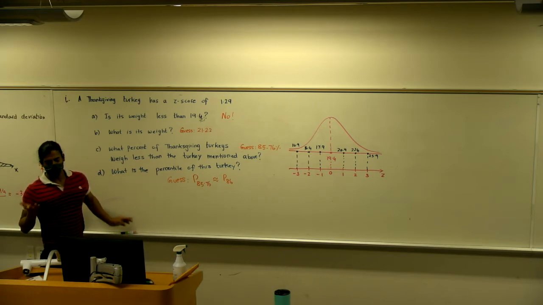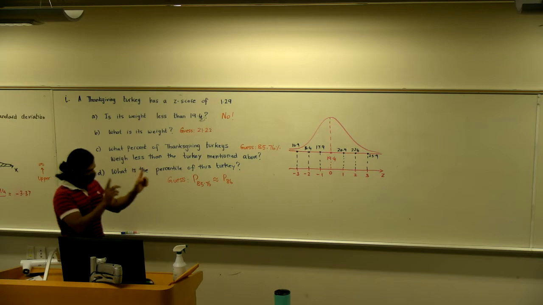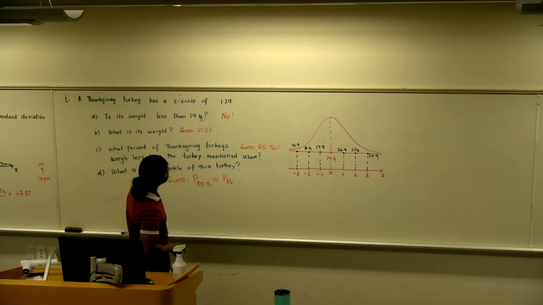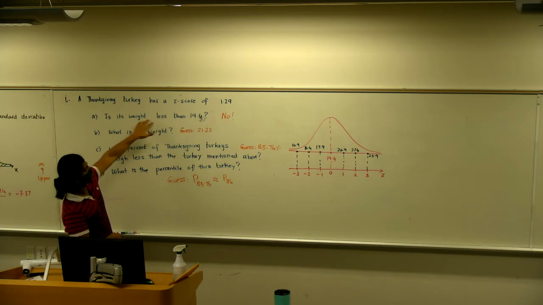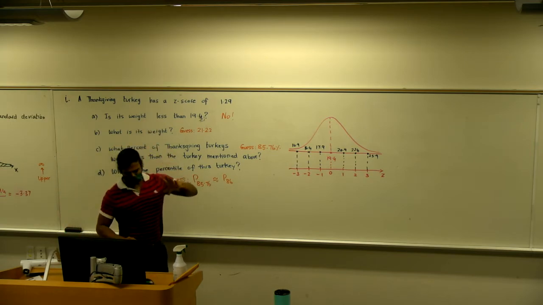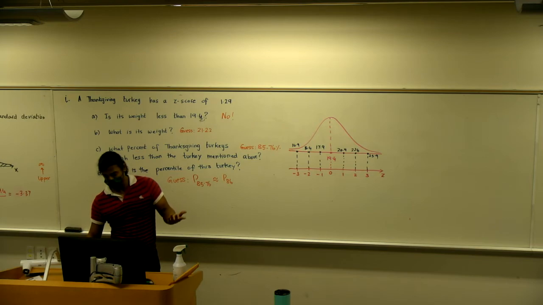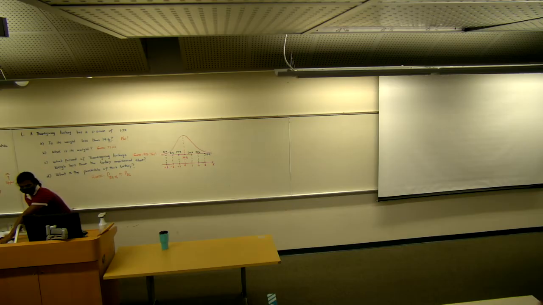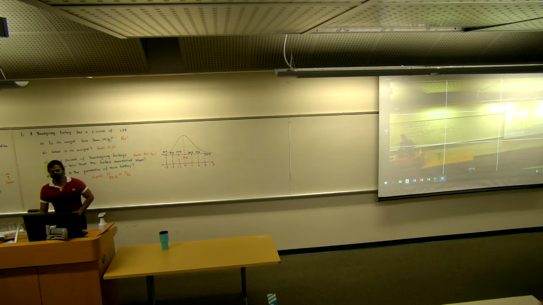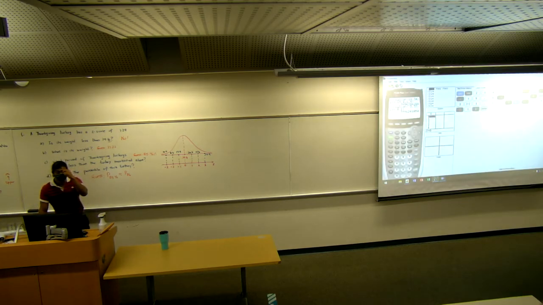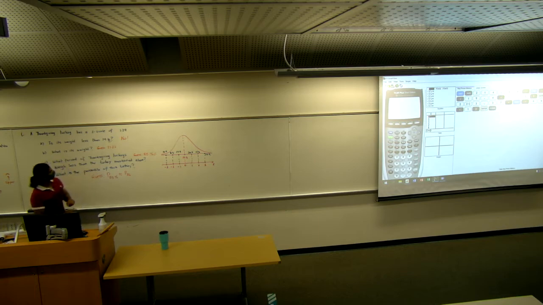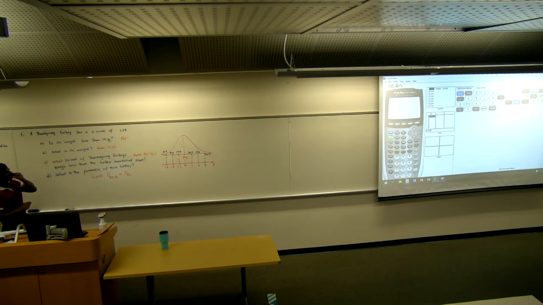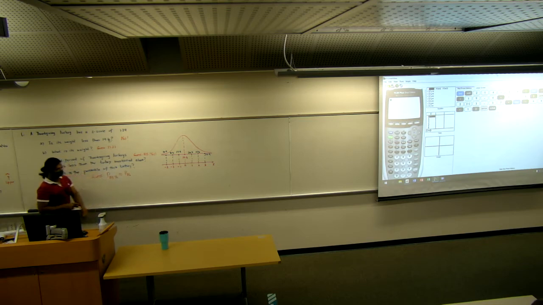Okay, so without a calculator, just by using our heads, we've come up with all these answers. We don't need a calculator to answer that, that's obvious. Let's find the other values using a calculator. So we want to find the weight of the turkey. How do we find it? Well, we simply use the formula. And what is the formula?